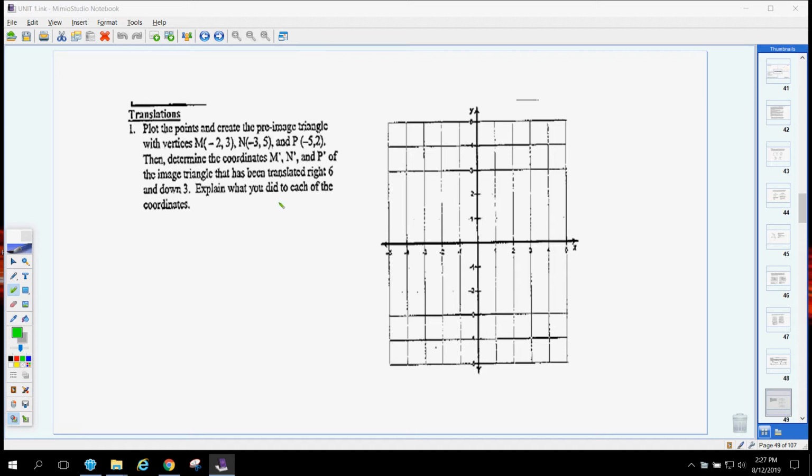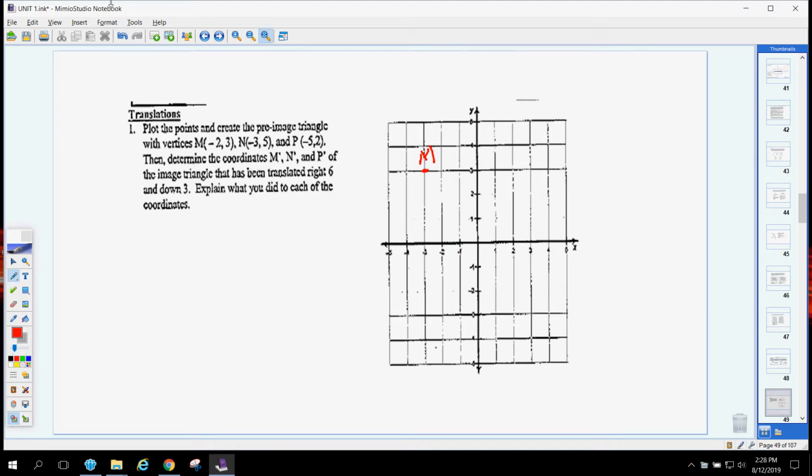Okay, problem one, plot the points and create the pre-image triangle with vertices -2, 3. So we'll go -2 and up to 3, which is right there. Let me fix this. Erase that out. Use the pen. That's -2, 3. That is point M.